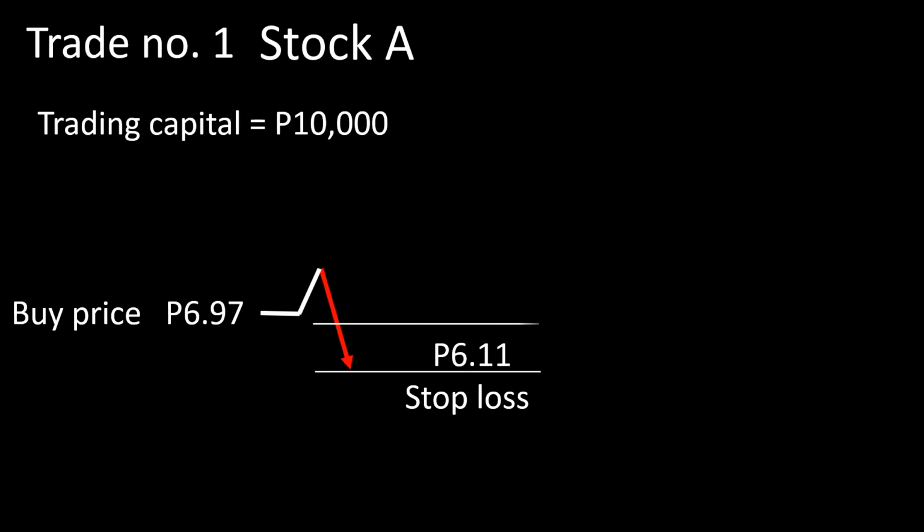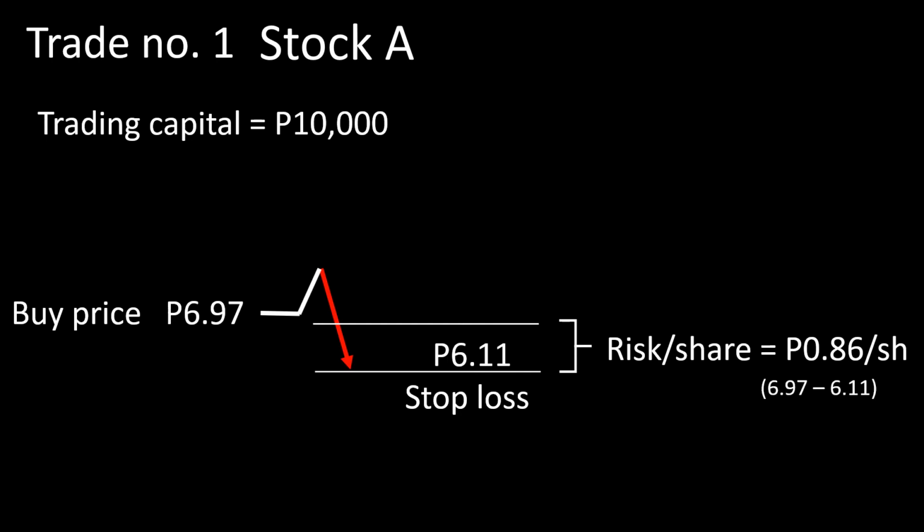I will present the lessons by doing hypothetical trades. So let's start with trade number 1. Let us say your trading capital is 10,000 pesos and you want to buy stock A that sells for 6 pesos and 97 centavos per share. You set your stop loss at 6.11 and so your risk is 0.86 or 86 centavos. We got that by subtracting from your buy price of 6.97 the stop loss of 6.11.